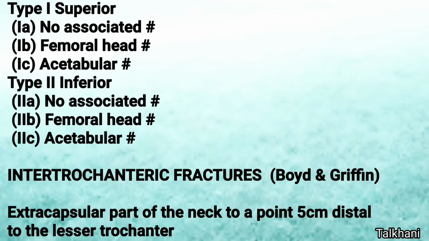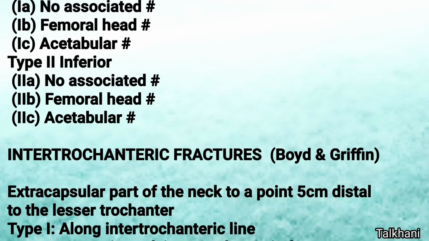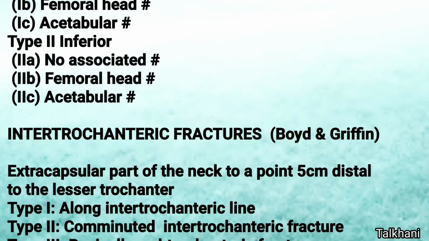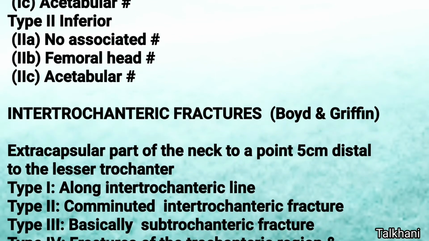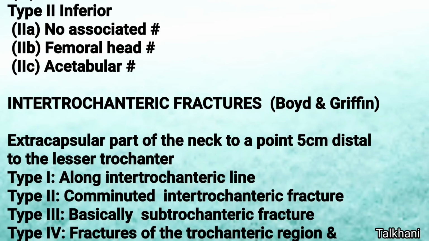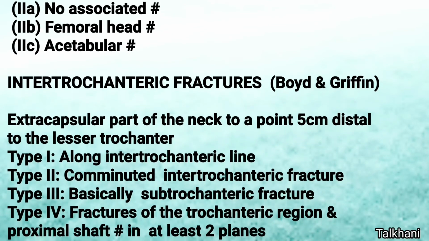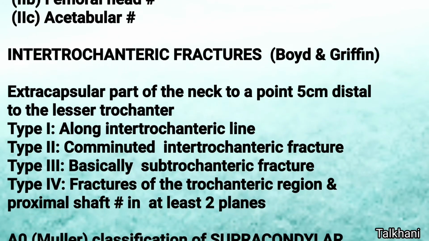Intertrochanteric fractures by Boyd and Griffith is classified as type 1, fracture along the intertrochanteric line. Type 2, comminuted intertrochanteric fracture. Type 3, basically subtrochanteric fracture. Type 4, fracture of the trochanteric region and proximal shaft fracture in at least 2 planes.